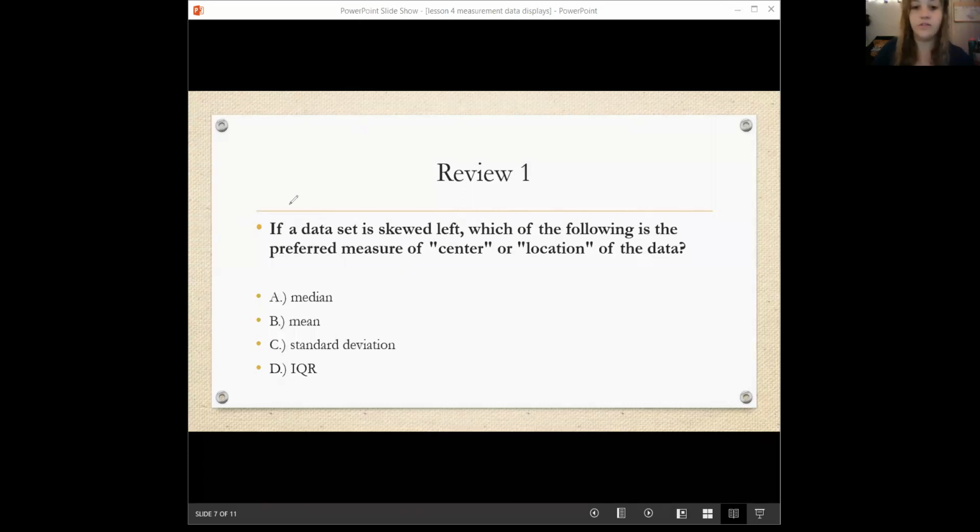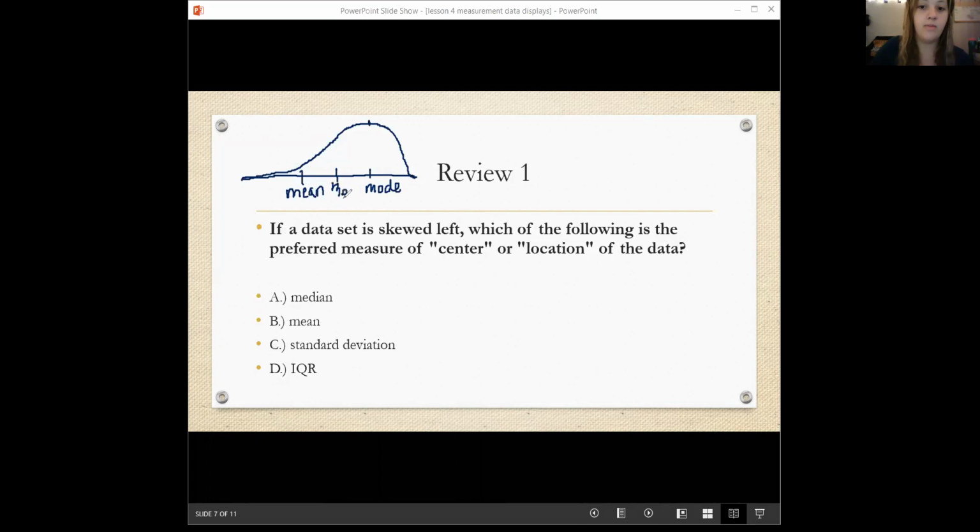So let's first, to review this one, let's discuss what a left skew would look like. Remember, a left skew means that the data is more spread out on the left side. So it's going to look something like this. And then it says, what is the preferred measure of center or location of the data? In this case, if we have something that's skewed, remember that our mode is going to be the highest right here. And then our mean is going to be down here.